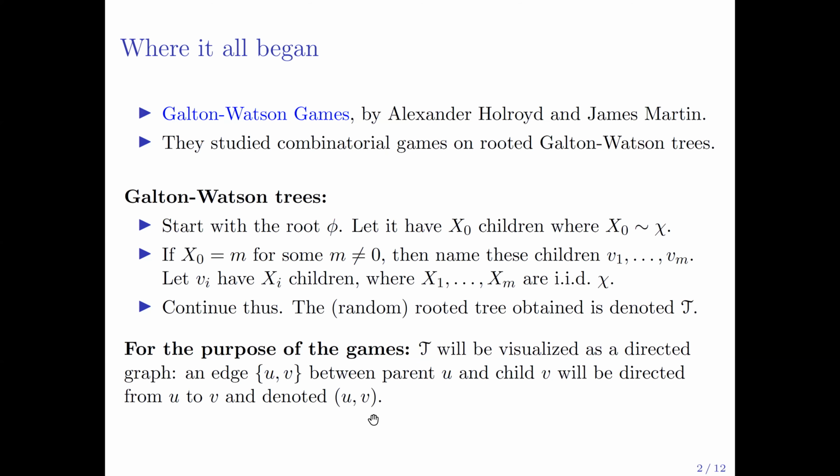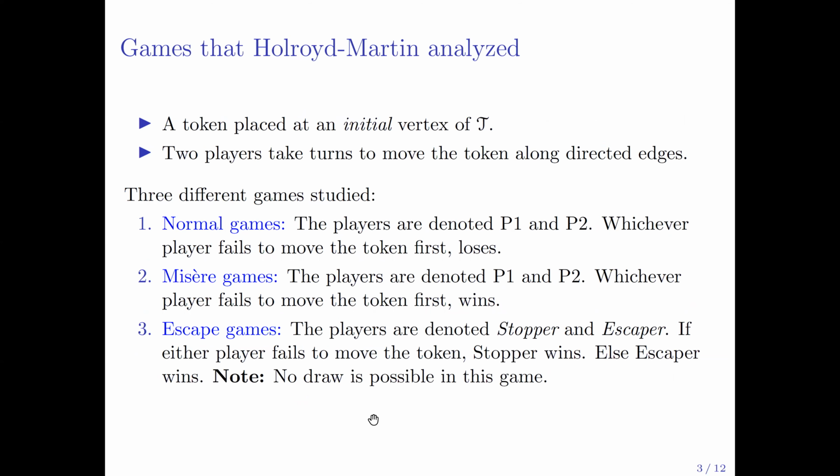Okay, so here is the description of the games that Holroyd and Martin studied. The idea is that you choose any vertex of script t as your initial vertex, and you place a token, a marker, on that vertex. Then there are two players who will take turns to move the token along directed edges. So you start off at the root. Let's say the first player moves the token to a child of the root, then the second player moves the token to a child of that child, and so on, it continues.